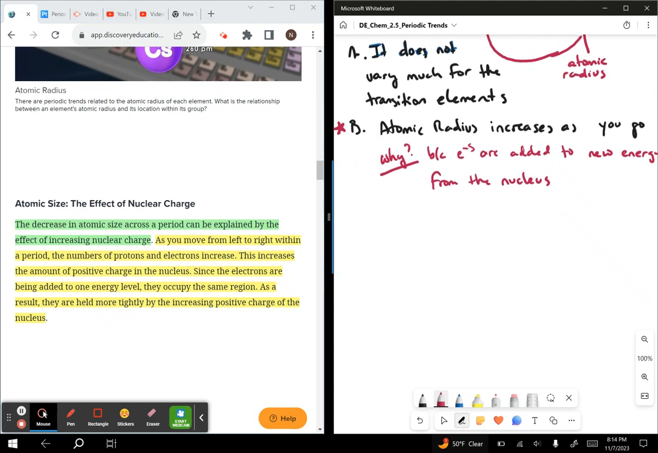The decrease in atomic size across a period can be explained by the effect of increasing nuclear charge. As you move from left to right within a period, the numbers of protons and electrons increase. This increases the amount of positive charge. Since the electrons are being added to one energy level, they occupy the same region. As a result, they are held more tightly by the increasing positive charge of the nucleus. Okay, so I think they just told us the answer there.